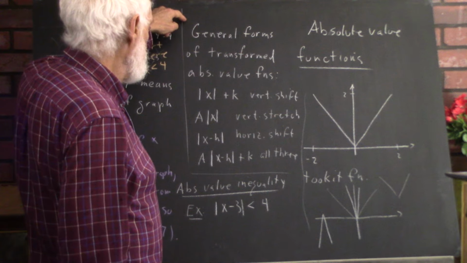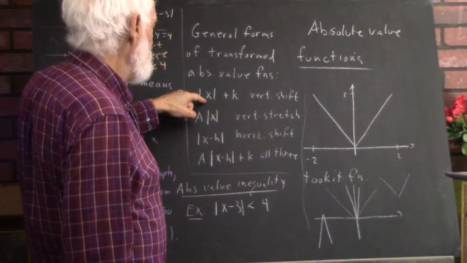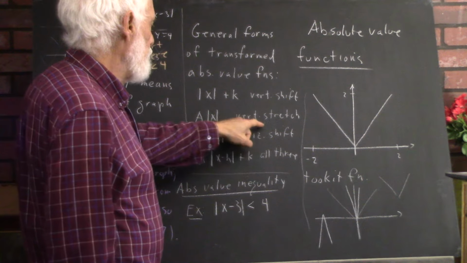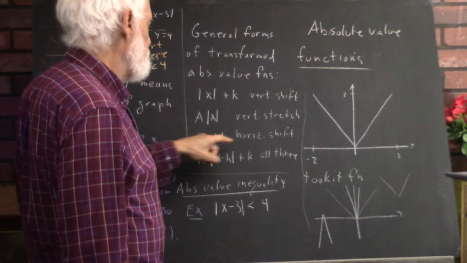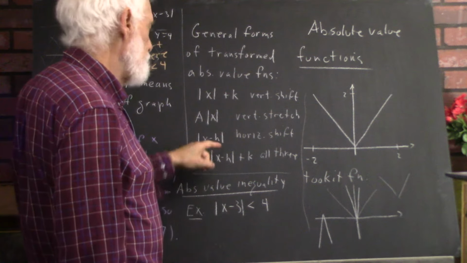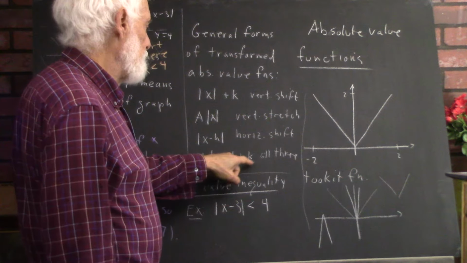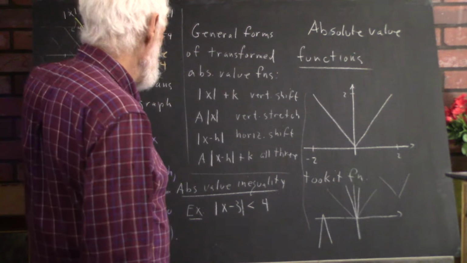General forms are transform functions. If you do absolute value of x plus k, it's a vertical shift. A times absolute value of x is a vertical stretch. Absolute value of x minus h is a horizontal shift, h units. And A times absolute value of x minus h plus k is all three.